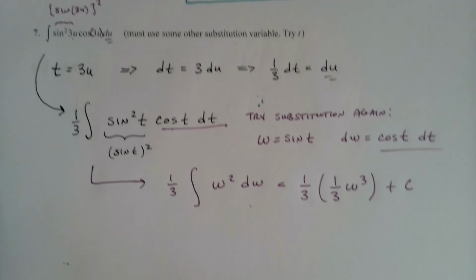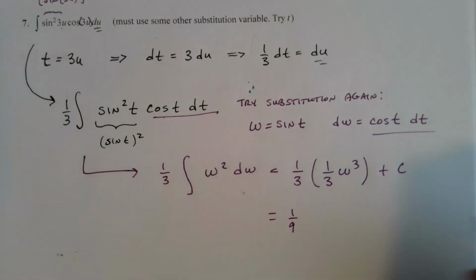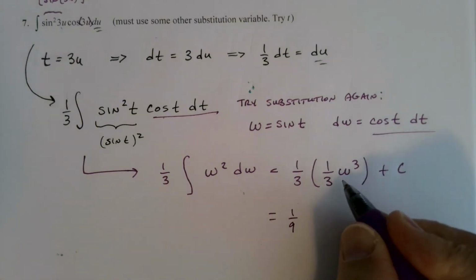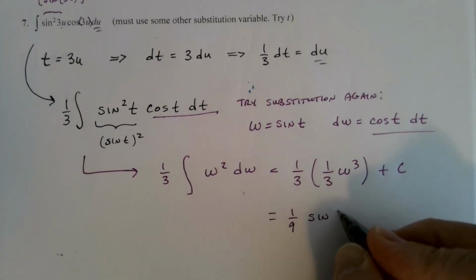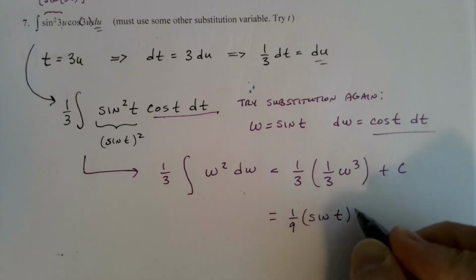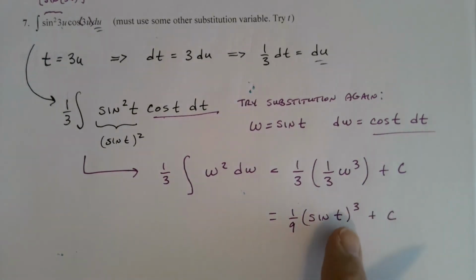plus c. And so what do I get? I get 1/9. And what is w? w was what? Sine of t. So it's 1/9 sine of t cubed plus c. You say, we're done. Well, not quite.